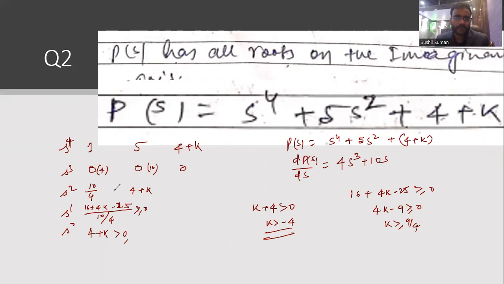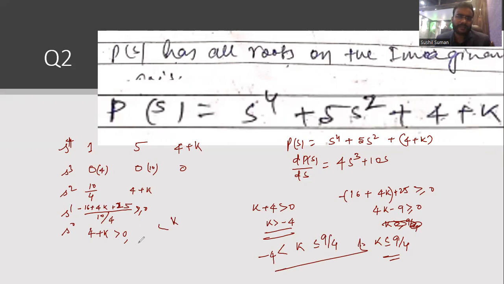Okay. No, no, no. This is 100 by 4. Actually, this becomes minus, this is plus. So this is your minus, this is plus. So k becomes less than or equal to 9 by 4. So what is the range of k? k greater than minus 4, but less than or equal to 9 by 4. So the answer will be k greater than minus 4, but less than or equal to 9 by 4. Got it?